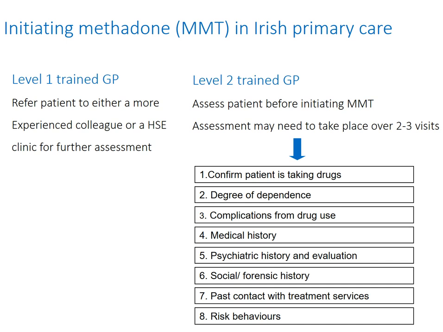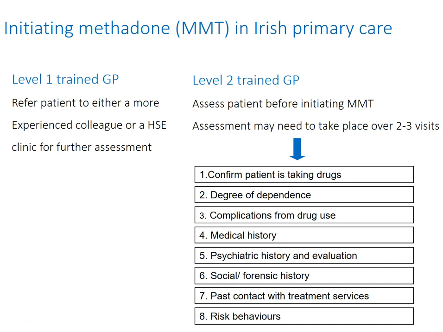The GPs who prescribe the methadone in the methadone maintenance program in Ireland are of two types, level 1 and level 2. This refers to the training they've had for methadone maintenance. Level 1 GPs can refer a patient to either a more experienced colleague or to a health service executive clinic for further assessment. Level 2 doctors can assess a patient before initiating methadone maintenance treatment.